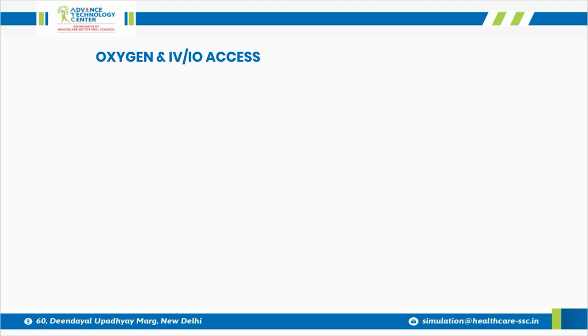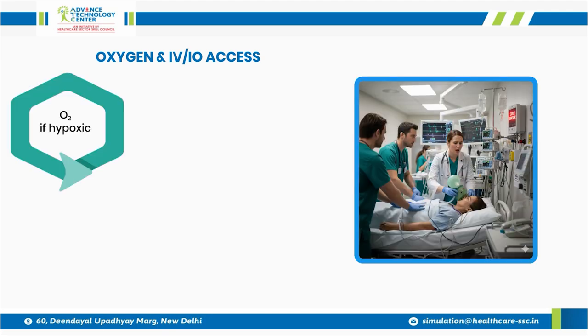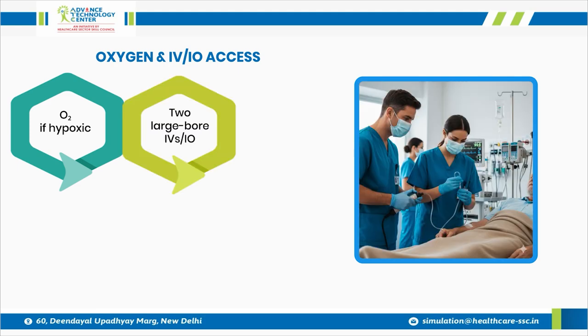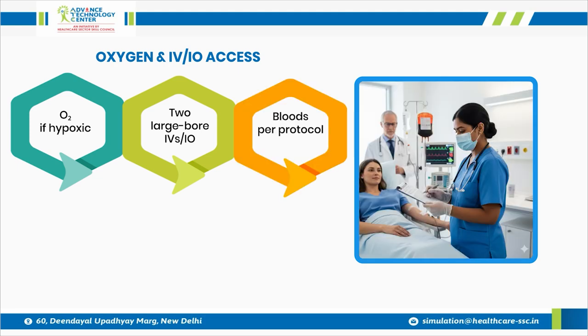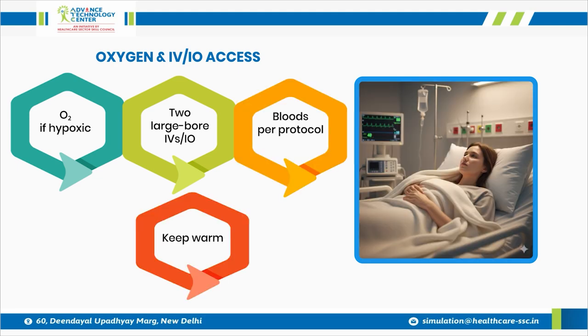Oxygen and IV/IO access. Give oxygen if the patient is hypoxic. Establish 2 large-bore IV lines, or IO if IV isn't possible. Send baseline bloods as per protocol and prevent heat loss. Hypothermia worsens clotting and outcomes.